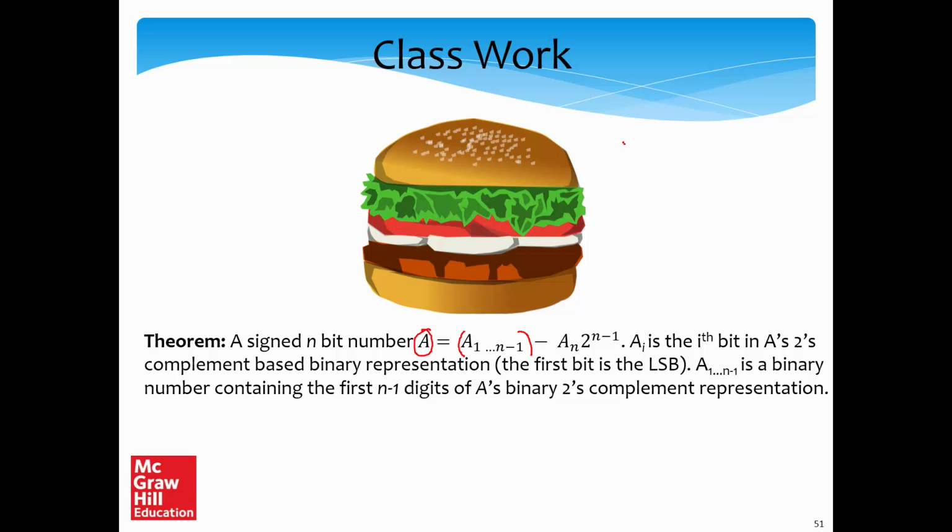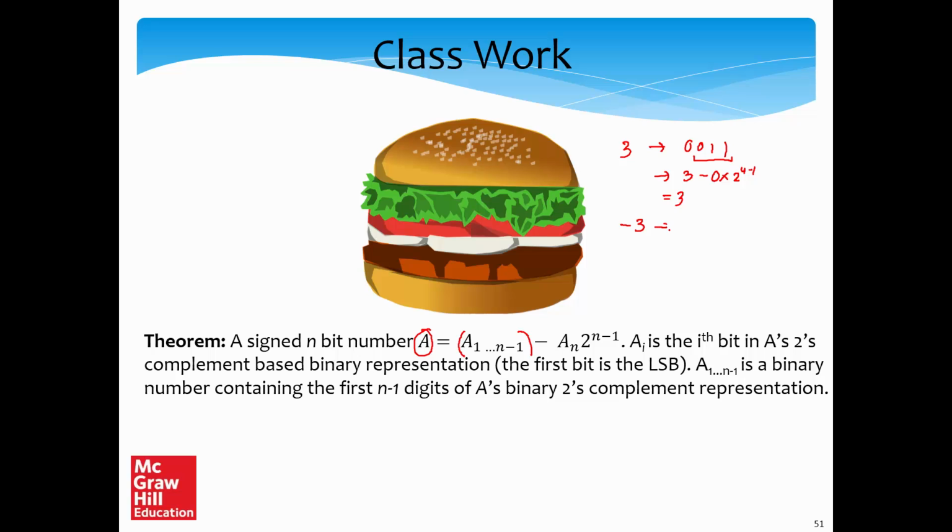So let's consider 3, in a 4-bit representation. This is 0011. This is exactly the same as the number made with the first n minus 1 bits, so this 011 is still 3, minus the MSB, which is 0, times 2 to the power 4 minus 1. But 0 times any number is 0, so basically this is equal to 3. So for a positive number, proving this is trivial, but the important case is a negative number.